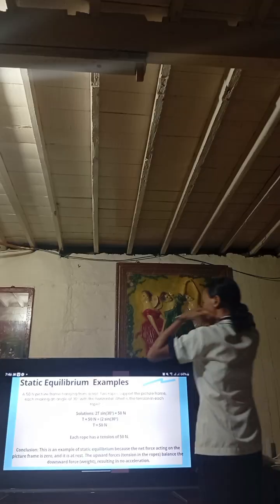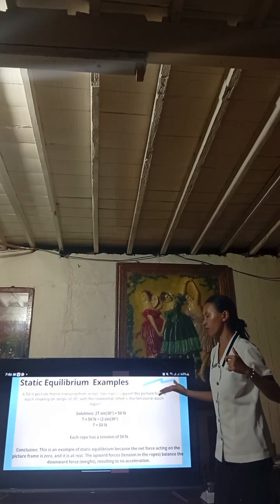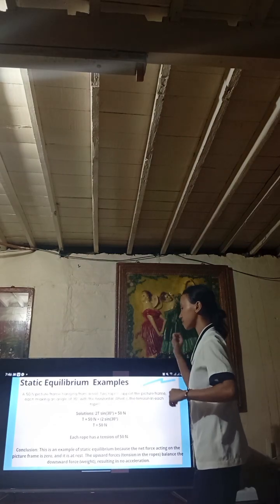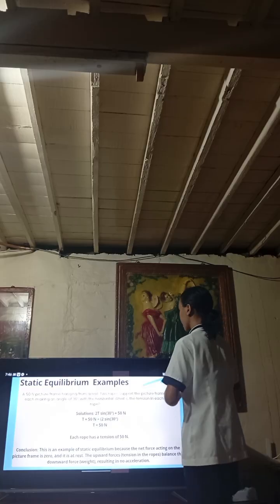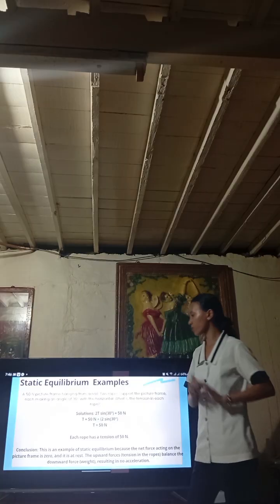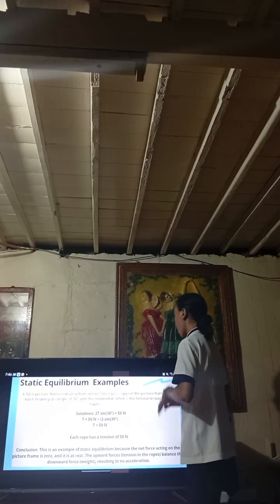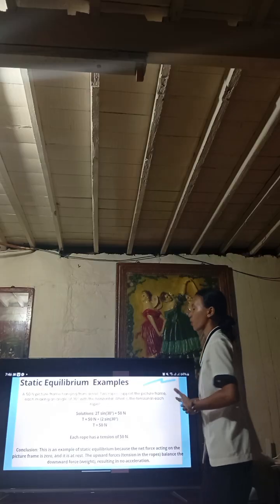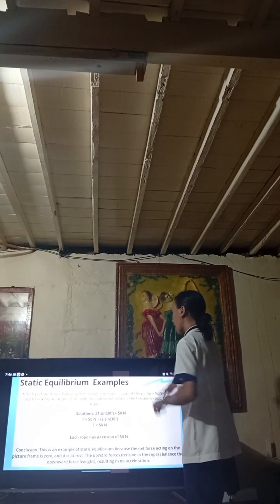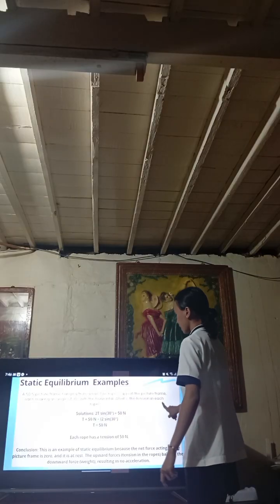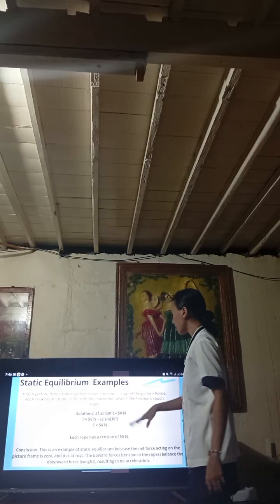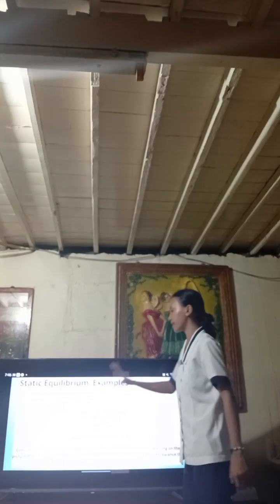So next, let's move on to static equilibrium examples. The first example is a 15 Newton picture frame hanging from a nail. Two ropes support the picture frame, each making an angle of 30 degrees with the horizontal. What is the tension in each rope? So we have two ropes that support the picture, so we are adding two, and the unknown is T.